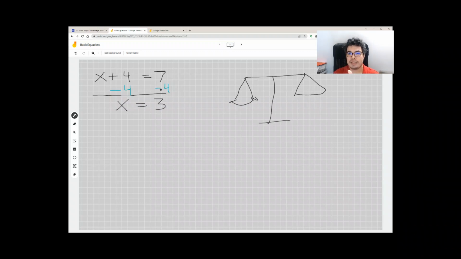Here, we have x plus 4. 4 is being added to x. What's the opposite of that? Subtracting 4. Once we've made that decision, if we're going to subtract 4, we're going to subtract it from both sides, and we get our solution. In this case, x equals 3.